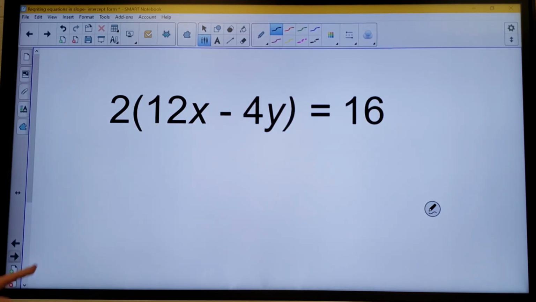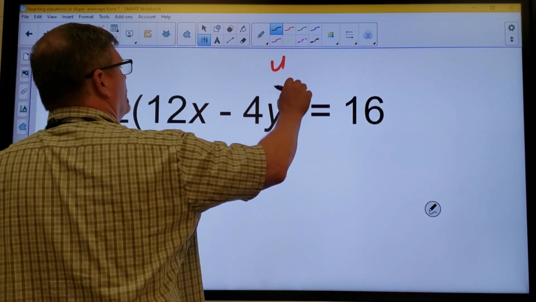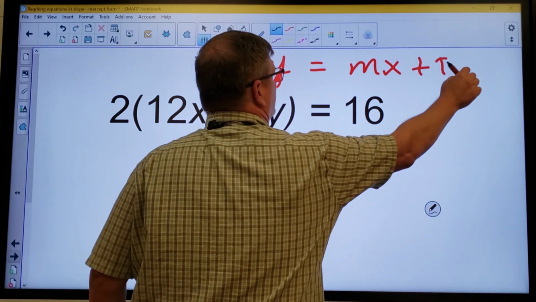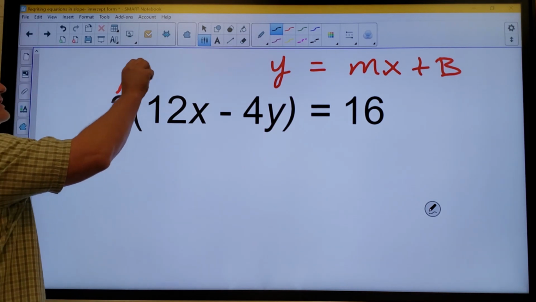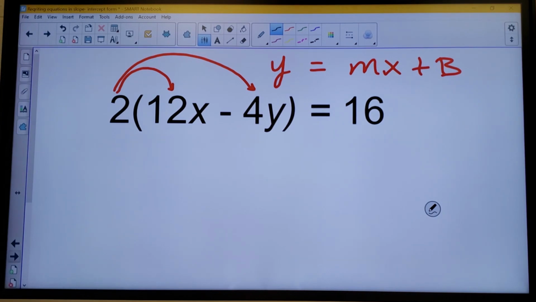Next example, it's similar to the first one, but now we have a 2 on the outside. Now there are a couple of different ways to attack this, but first of all, we're going to have to write y equals mx plus b. There's a couple of different ways we can deal with this 2 over here, but a lot of textbooks are pretty straightforward that we're going to take this 2 and distribute this 2 to everything that's inside the parentheses.